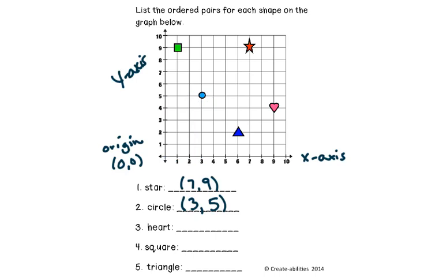On this last one, we're going to look at the heart. So again, starting at the origin, to find my x coordinate, I'm going to move over to the right. I'm going to see that that's number 9. And to get the y coordinate for my ordered pair, I'm going to move up to the number 4. So to get to the heart, it would be moving over to the right 9 and going up 4. This is how you find an ordered pair.